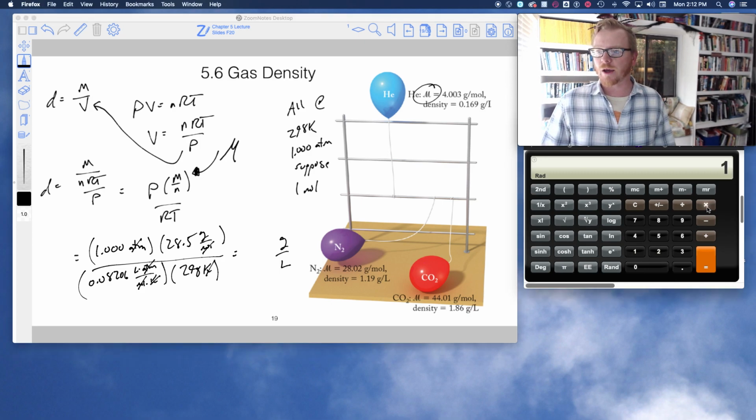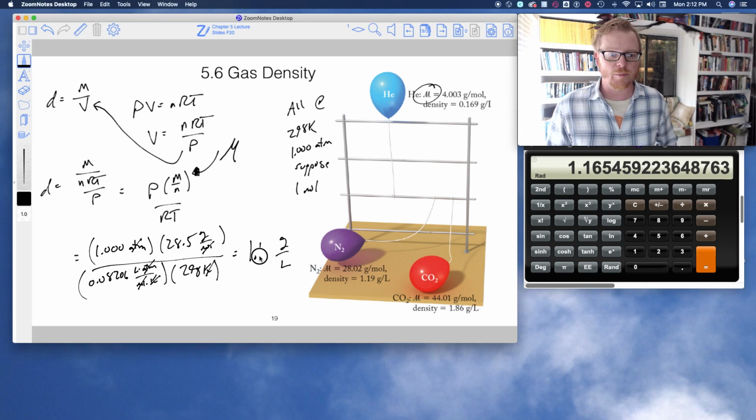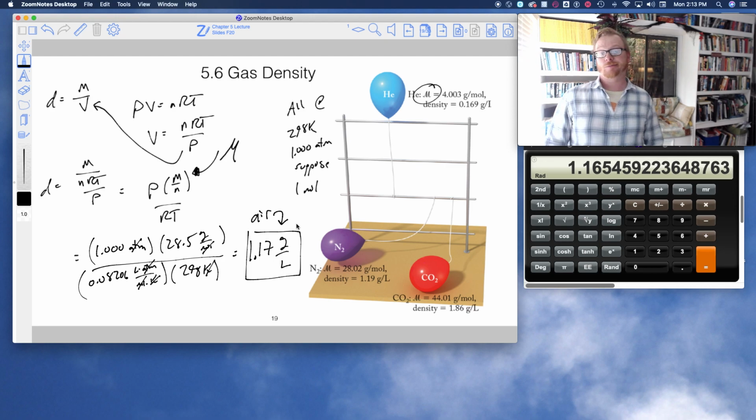So that's going to be 1 times 28.5 equals 28.5. Divided by 0.08206, and then divided by 298 Kelvin, with, let's call it 3 sig figs, I get 1.17 gram per liter for the density of air.